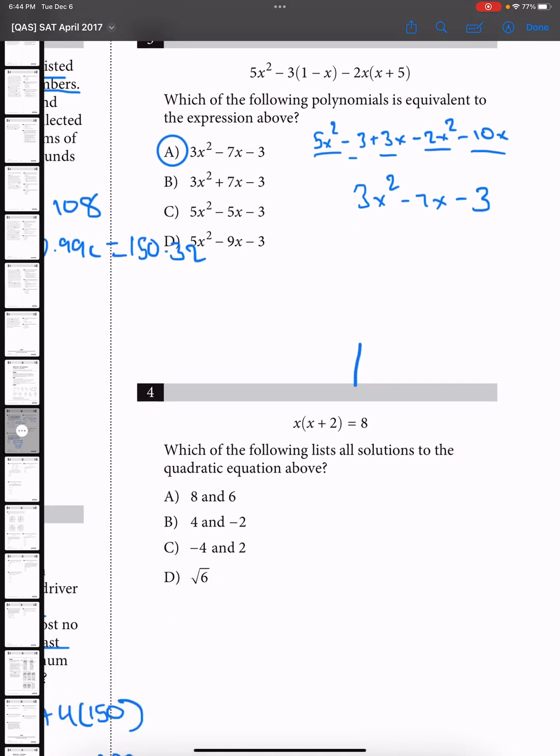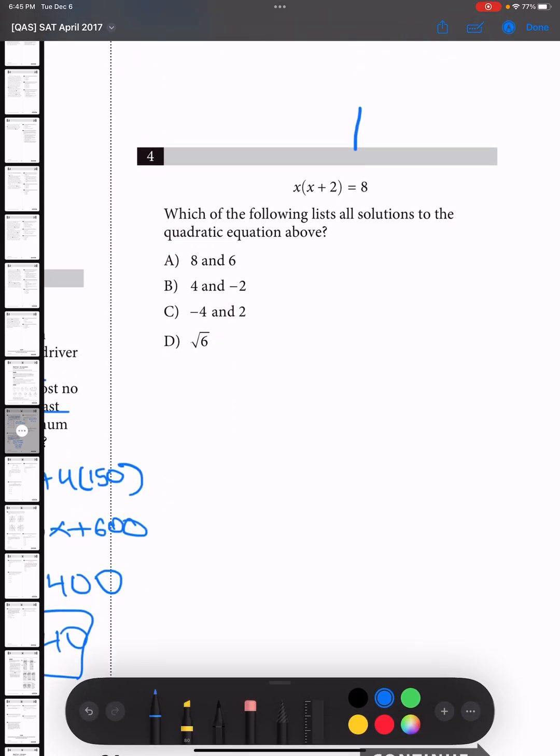Okay, number 4. The following lists all solutions to the quadratic equation above. So I'm going to first put this in quadratic form. So x squared plus 2x is equal to 8. So that means x squared plus 2x, and moving 8 to the other side gives us negative 8, which is equal to 0.